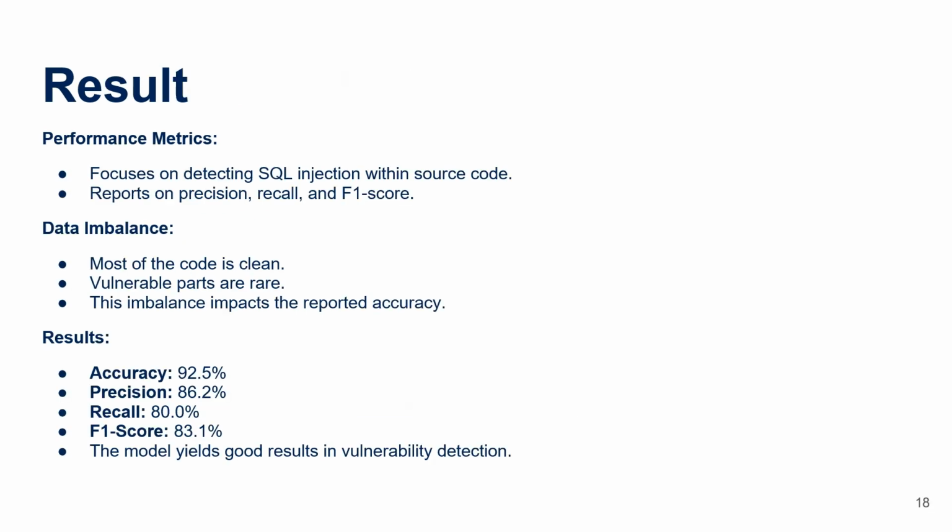And below shows the result of the model performance on detecting SQL injection within source code. One thing that has to be mentioned is that the accuracy here is reported only for completeness reasons. Due to the data imbalance, we can expect that most of the code will be clean, and vulnerable parts are relatively rare, meaning there are many more negative parts than positive parts. We can see that our model yields a good result on vulnerability detection.